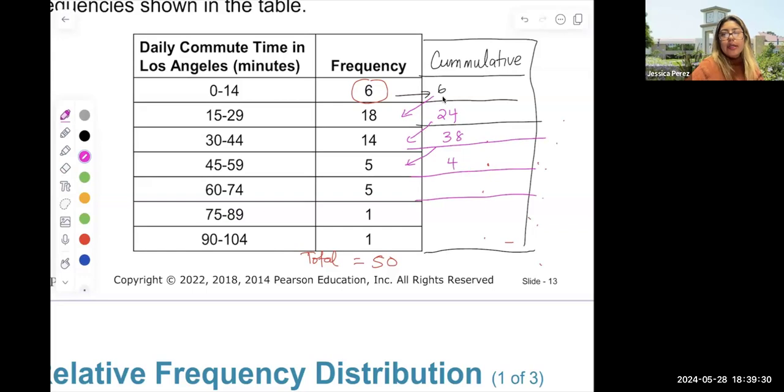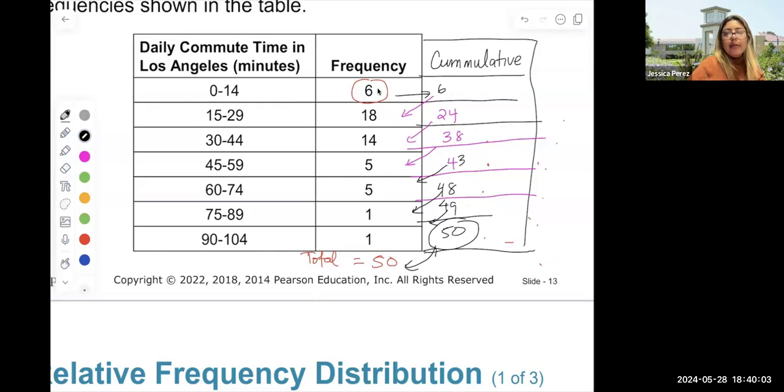So what are we doing? 6 plus 18, 24. 24 plus 14, 38. 38 plus 5 will give me what? 43. Oh, this should go over here. 43 plus 5 will give me 48. 48 plus 1 would be 49. 49 plus 1 is 50. Oh, look. That's my tally. And that's exactly what I get.